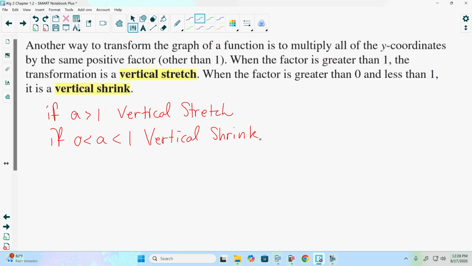Now, technically, you do not need to add this, but technically it is the absolute value of A. The reason we say absolute value is that if it's negative, the negative does not impact it being a stretch or shrink. If A is negative, it's a reflection across the x-axis. The number tells us stretch or shrink. Those are two separate transformations.